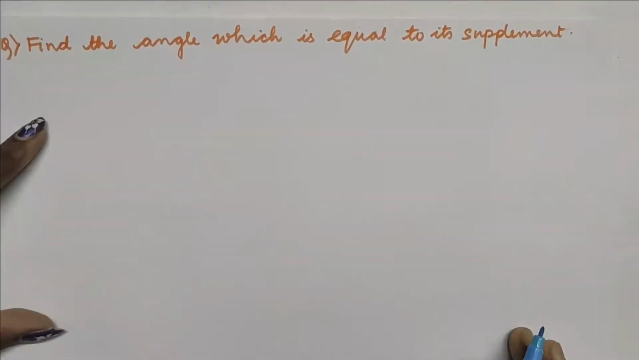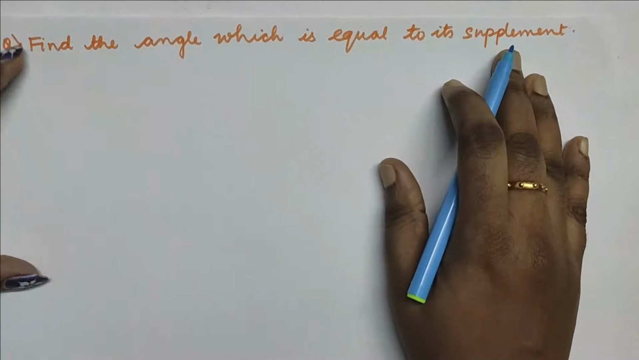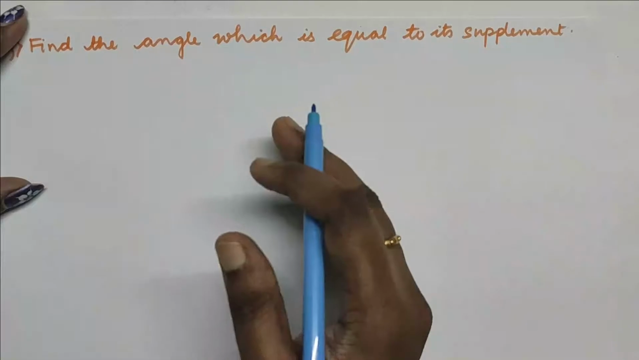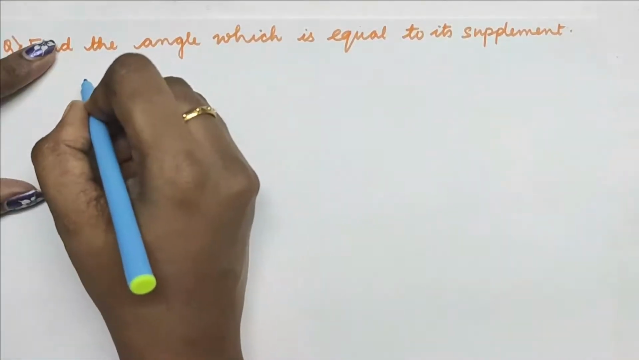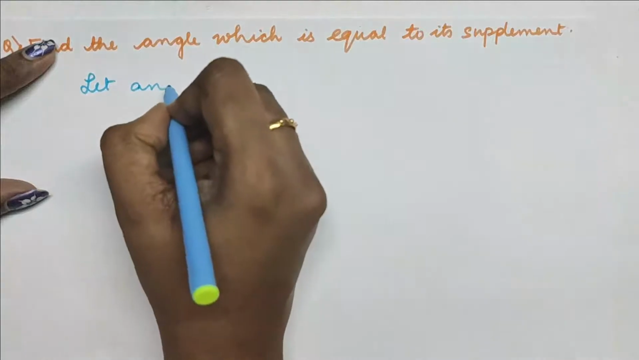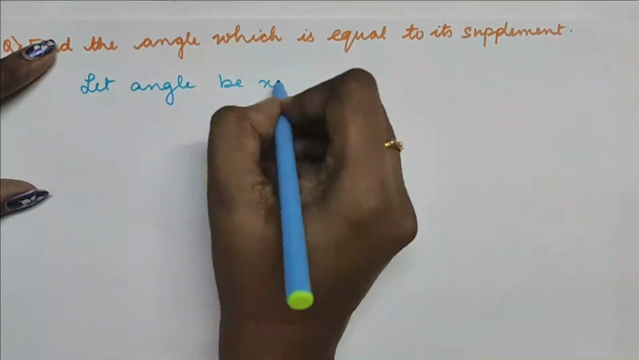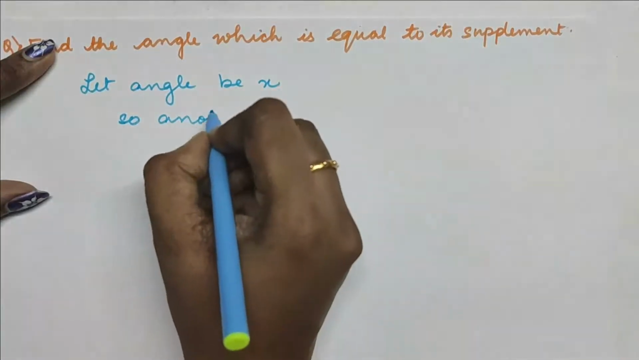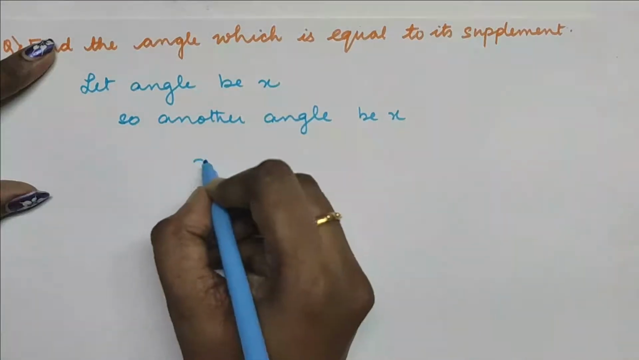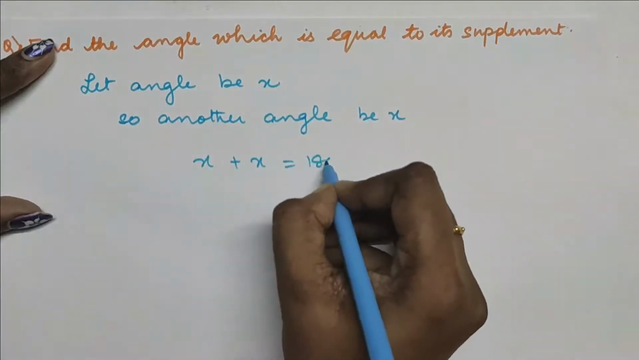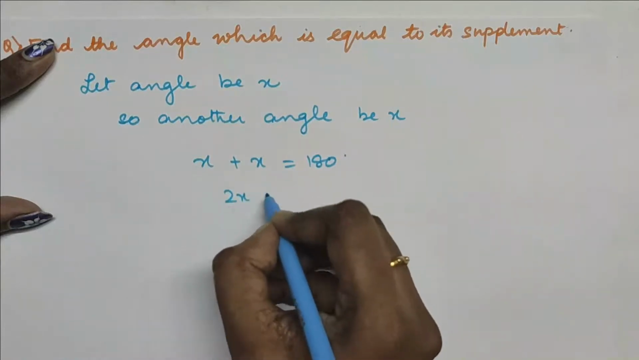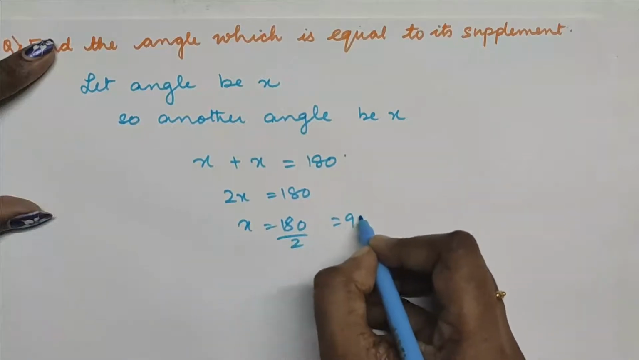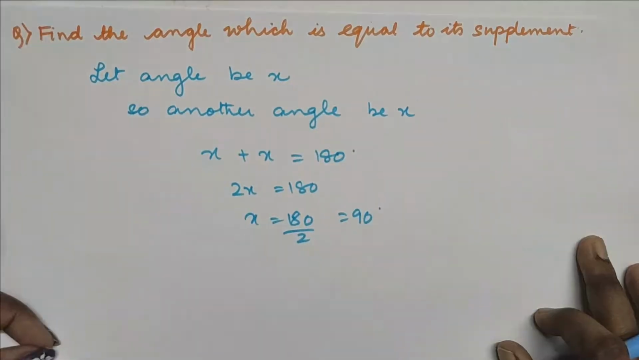Now if you see the question, find the angle which is equal to its supplement. So the angles which are formed, they are supplement to each other. So you know, if I take one angle as x and it is equal to its supplement, so another angle is also x. So when I add the two x's, I should get 180 because they are supplement to each other. So when I solve it, I am going to get x is equal to 180 by 2, that is 90 degree. It is as simple as this.